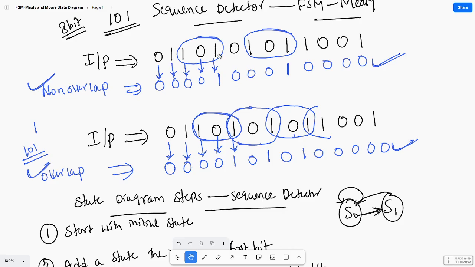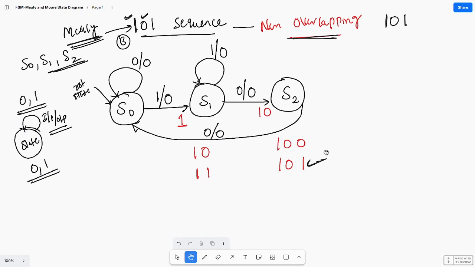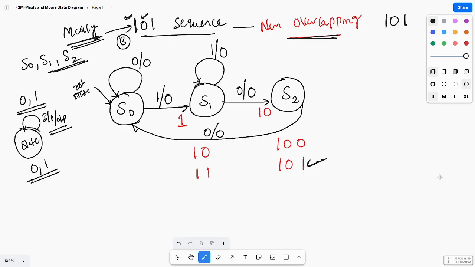That means after I got 101, it will start from the next bit, like that, okay. So in this non-overlapping, it will start from the initial state. So when you get the 101 sequence, what happens? It will go to the initial state. What is the input? Input is 1. I got the sequence, so the output becomes 1, okay. So this is the 101 sequence, okay.